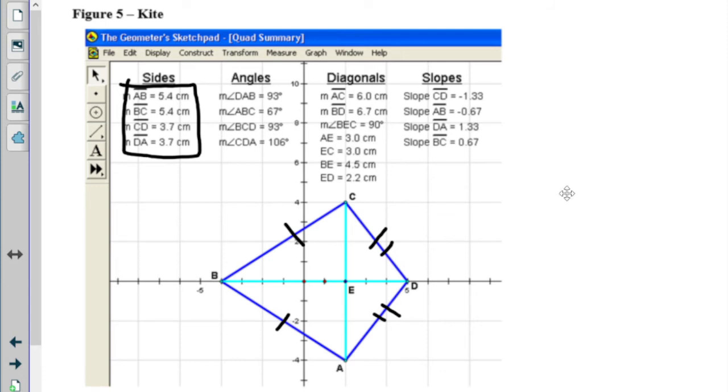Then you'll notice a couple things that we're going to mark off in our chart. First off, angle A and angle C are congruent. So these opposite angles are matching. You'll also notice that we once again have our diagonals being perpendicular to each other, making a 90-degree angle. And the last thing you'll notice here is that one of the diagonals is bisected. A to E and E to C are the same.